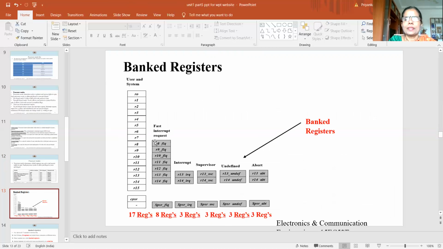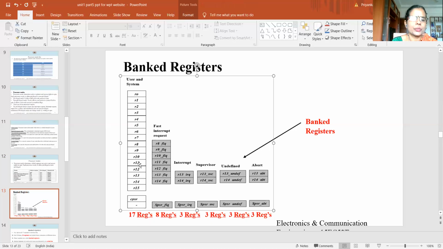Now I will discuss the banked registers. Which registers are used in which processor mode, we can see in this diagram. Banked means they are hidden registers which are not visible to the user. See, user and system mode together have all these registers shown. Next comes fast interrupt request mode, interrupt request mode, supervisor mode, undefined mode, abort mode. Count it: 1, 2, 3, 4, 5. And here there are two modes, user mode and system mode, total 7 modes. So you have to draw the diagram in this order only.